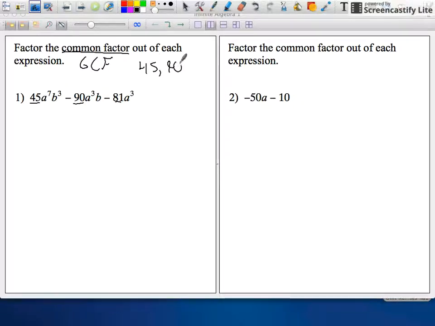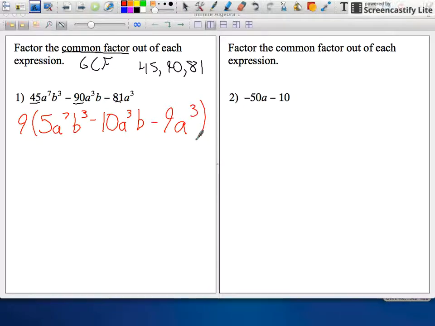45, 90, and 81. And I'm trying to think what's the largest number that can go into all three of these. Okay? Off the top of my head, I think about 3, but also I know my times table is okay, and I know that 9 can go into 45, 9 can go into 90, and 9 can go into 81. So I'm going to try that. I pull a 9 out. What that does to everything inside is it divides it by 9. So 5a to the 7th b cubed minus 10 a cubed b minus 9a cubed.